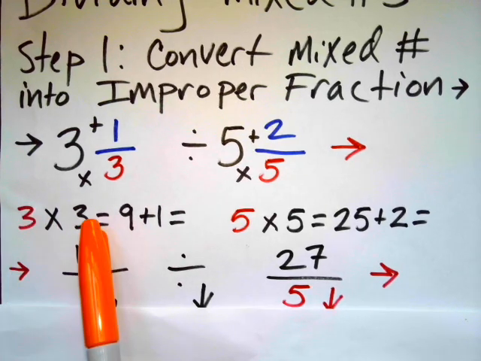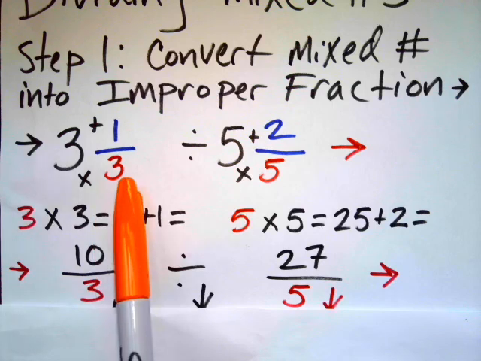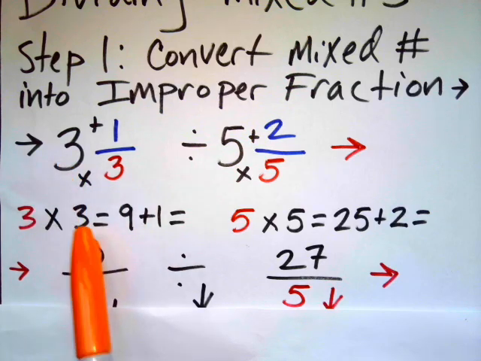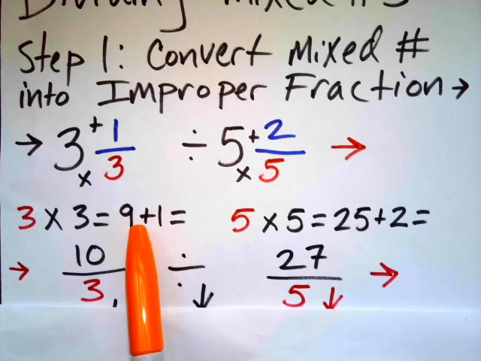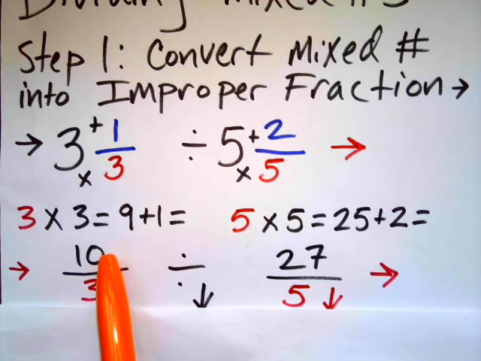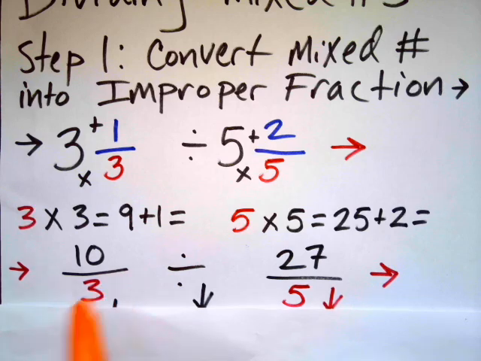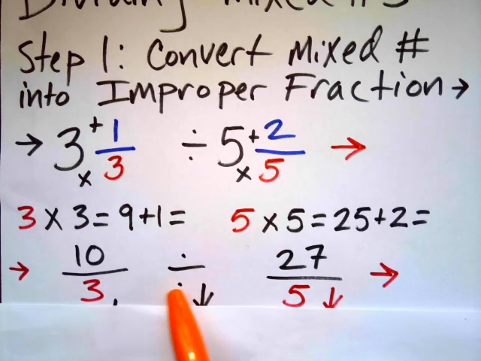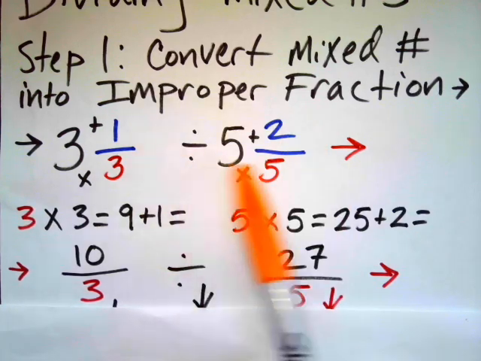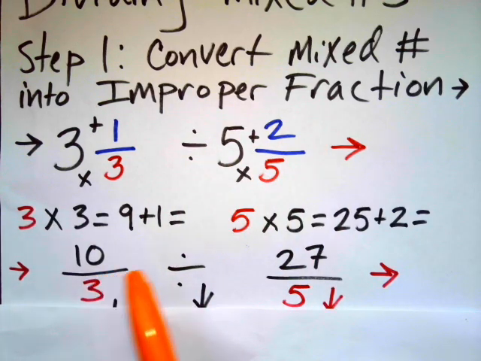I've written out the steps here for you. 3 times 3 equals 9. And we add that 1, the numerator. 9 plus 1 is 10. We keep that same denominator. And we're going to keep the division symbol the same for now. After we've converted this other mixed number, then we'll perform the keep, change, flip. And then after that, it'll be a multiplication of fractions.